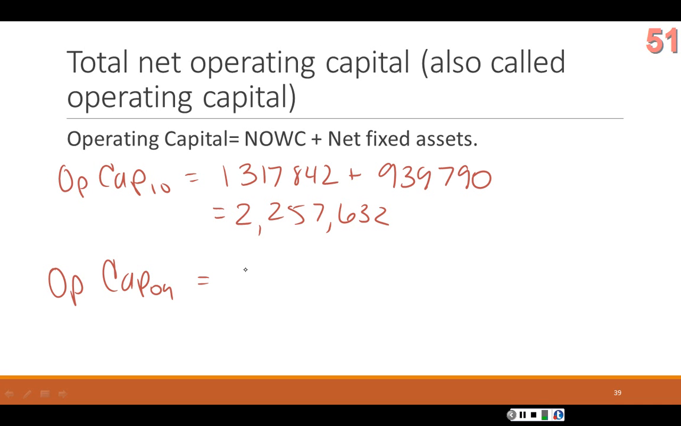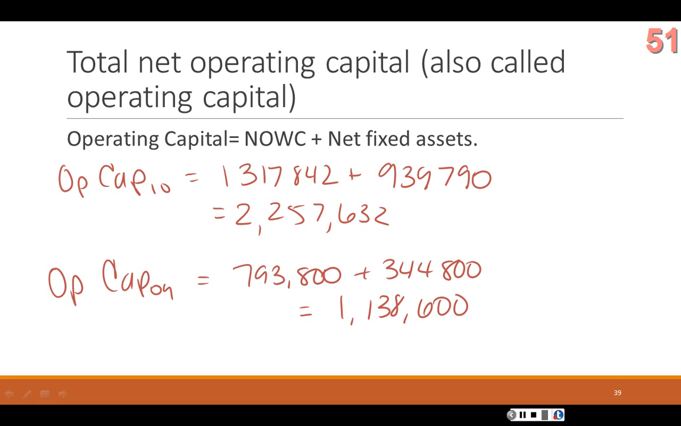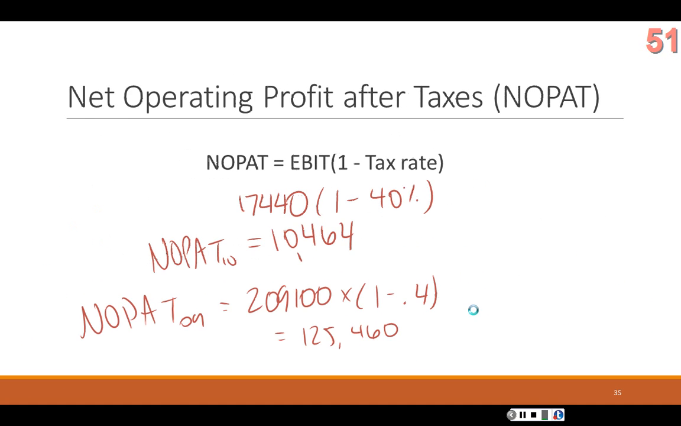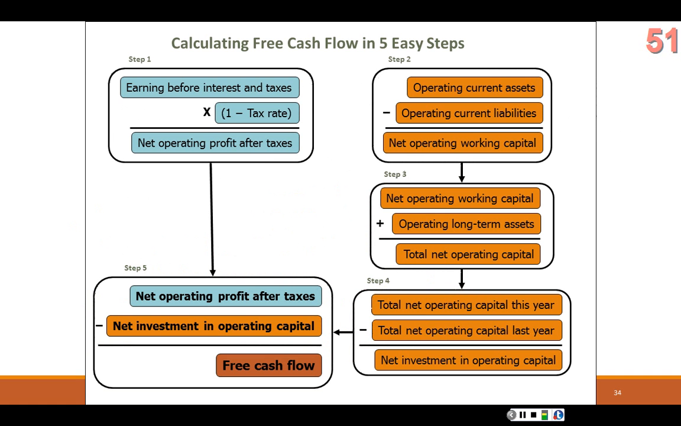We can do the same thing for 2009. In 2009, we had net operating working capital of $793,800, and net plant and equipment of $344,800. That gives us $1,138,600 in operating capital for 2009. So the final step is to get the net investment in operating capital, which is just the change in operating capital from one year to the next.